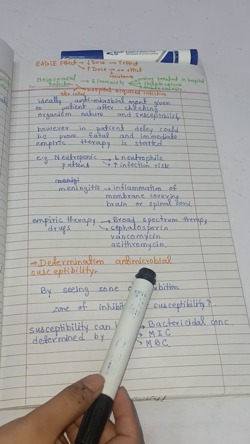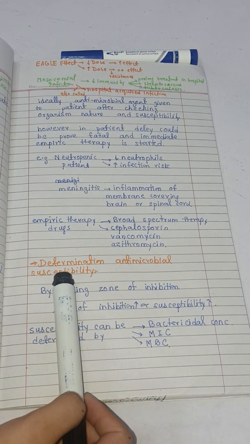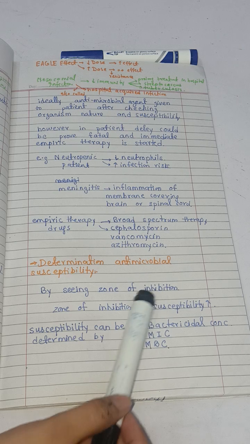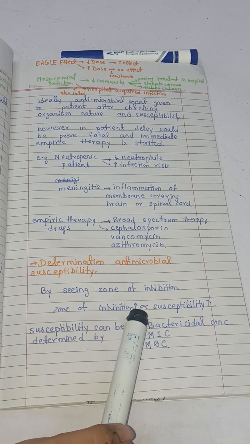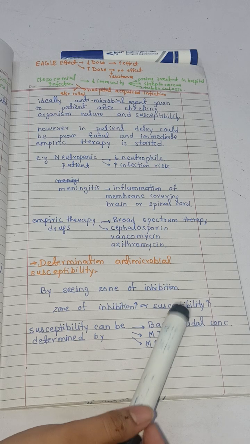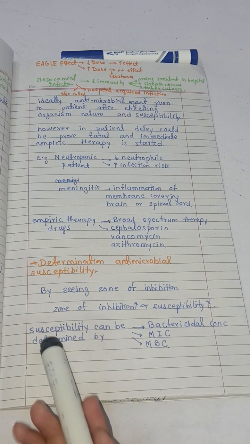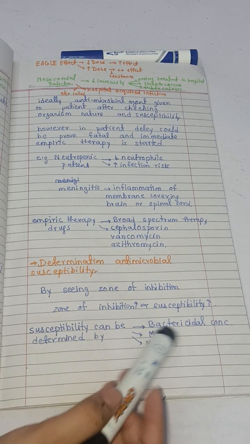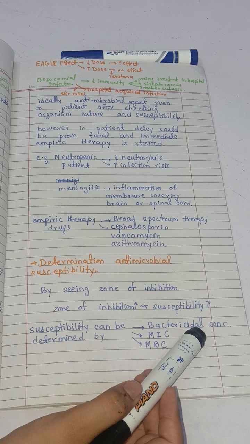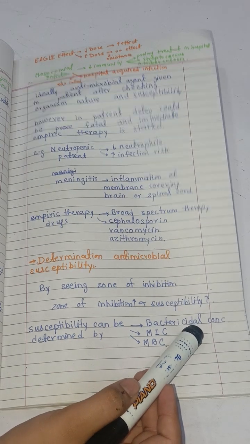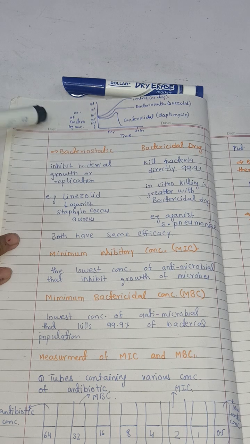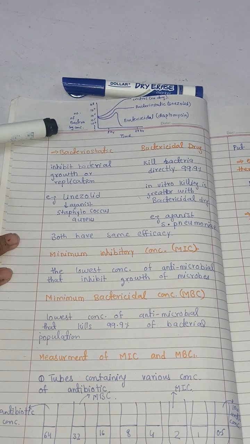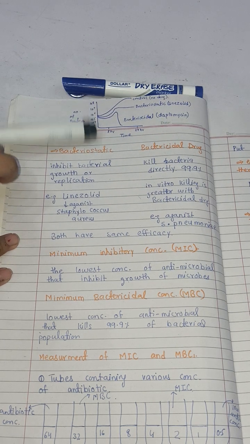Then we send our sample to determine the microbial susceptibility, in which we see the zone of inhibition. Any antimicrobial drug whose zone of inhibition is high, it means this drug is highly susceptible. Susceptibility can be determined by minimum bactericidal concentration, MBC, or MIC. Then we have seen this graph, number of bacteria versus concentration, low concentration is given here.